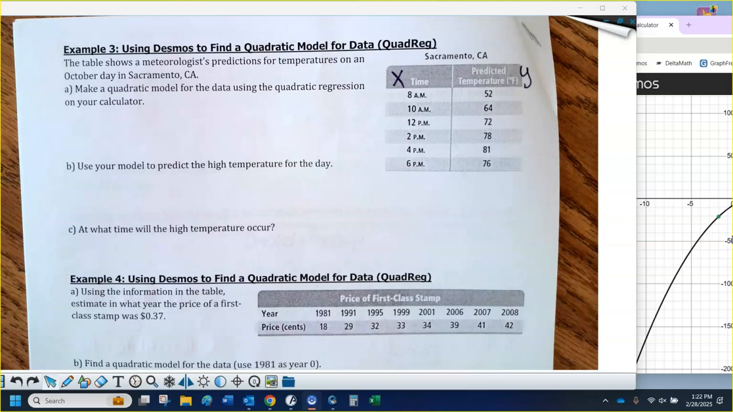But I don't want 8 a.m. and 8 p.m. to be on the same line. Anybody know how to take care of that with time? You guys ever heard of military time? Do you know what I'm talking about? You got to use military time here.